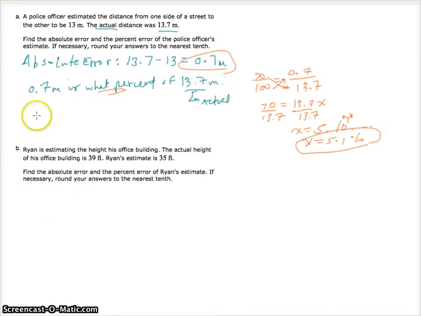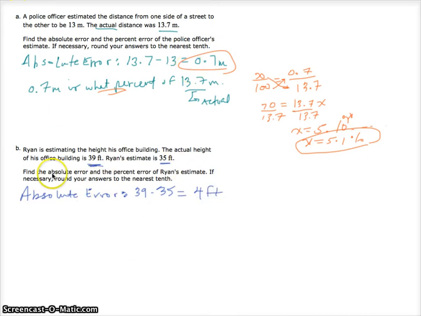Alright, let's look at one more example real quick. Ryan is estimating the height of his office building. The actual height is 39 feet. Ryan's estimate is 35 feet. Find the absolute error and the percent error. Okay, so let's look at absolute error. The absolute error, remember we subtract the values. Okay, so 39 feet minus 35 feet equals 4 feet.